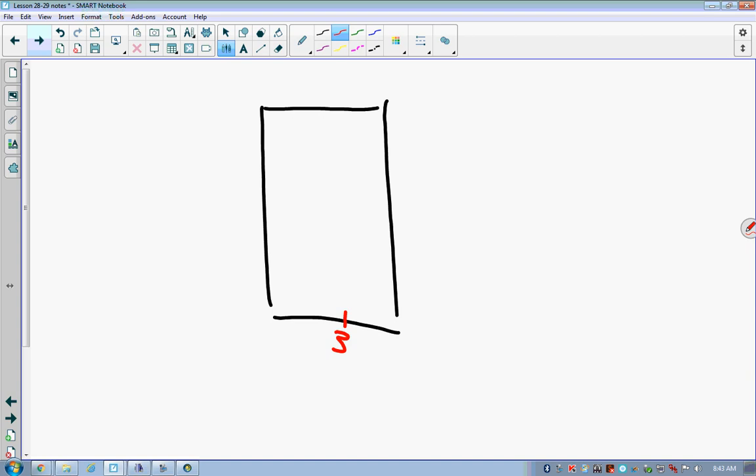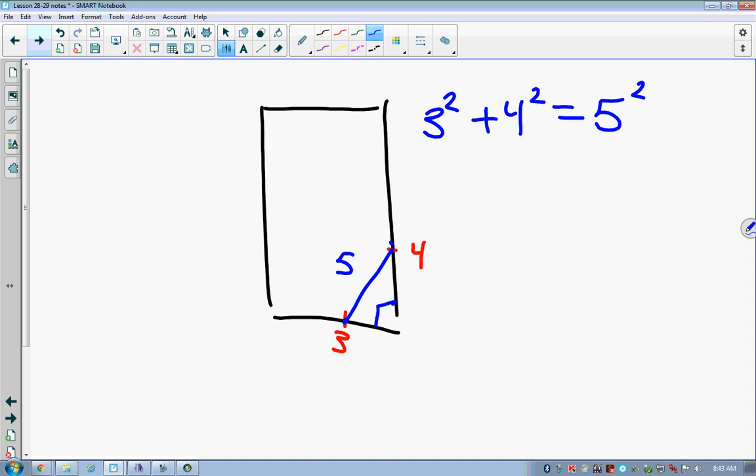And then we counted 4 over here. Whether it was inches or feet didn't really matter. Okay, but it needed to be the same unit on both. And then what we needed to have happen is we needed the length from that point to this point to be 5. Because 3 squared plus 4 squared equals 5 squared. And if this is 5, that makes that a right angle. Okay? Does that make sense?